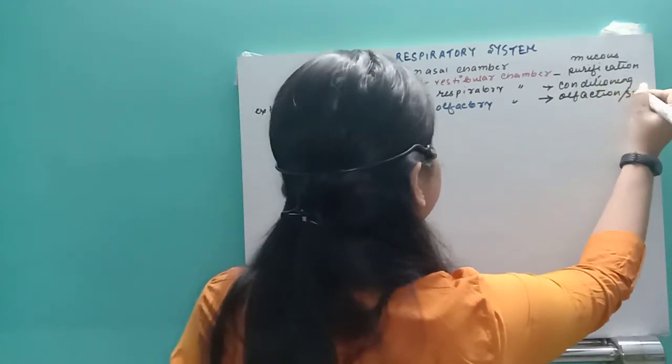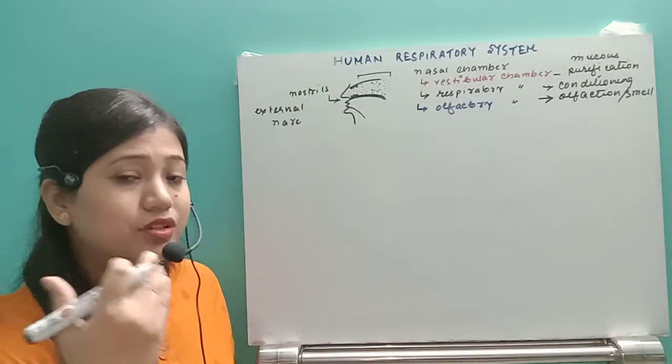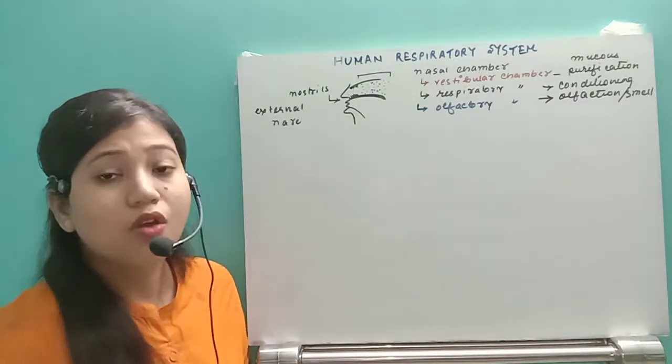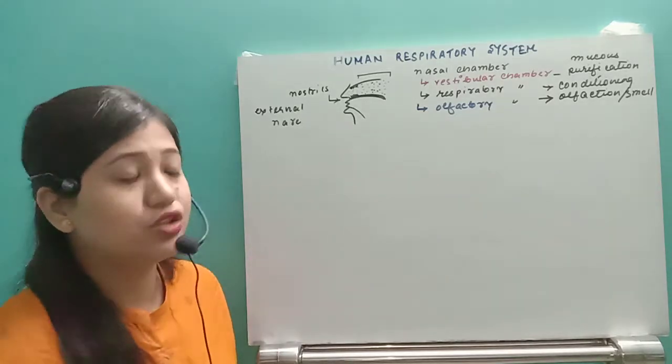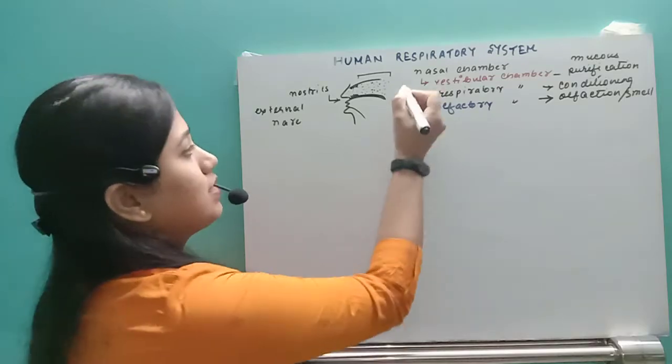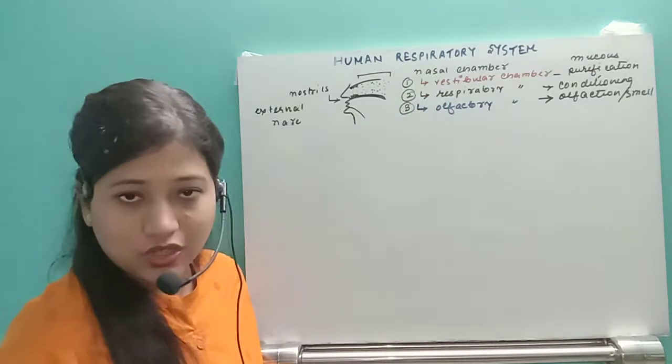Okay, remember that. So this is the first part. Right after the nostril or the external opening, what is that? That is the nasal chamber. The nasal chamber is divided into three parts. What are they? Vestibular chamber, respiratory chamber and olfactory chamber.